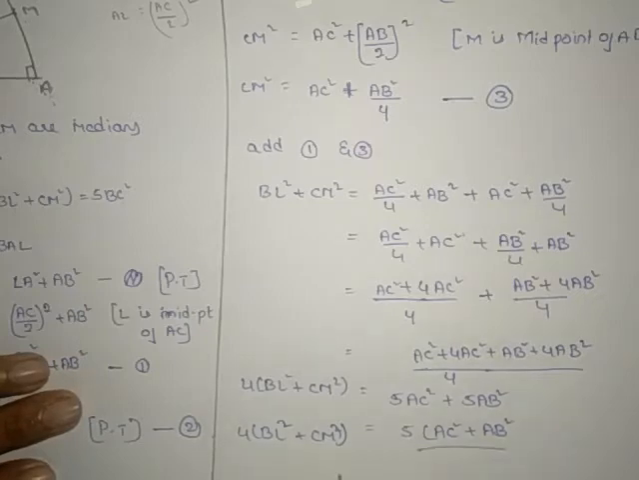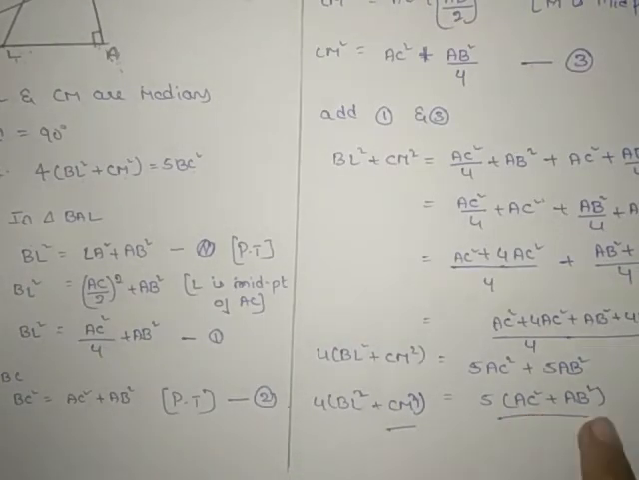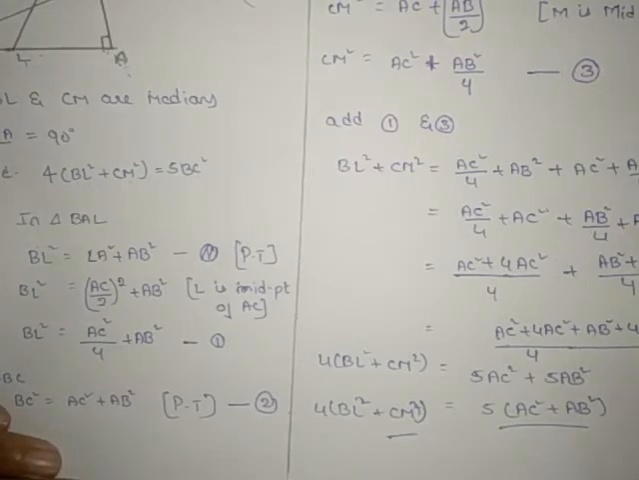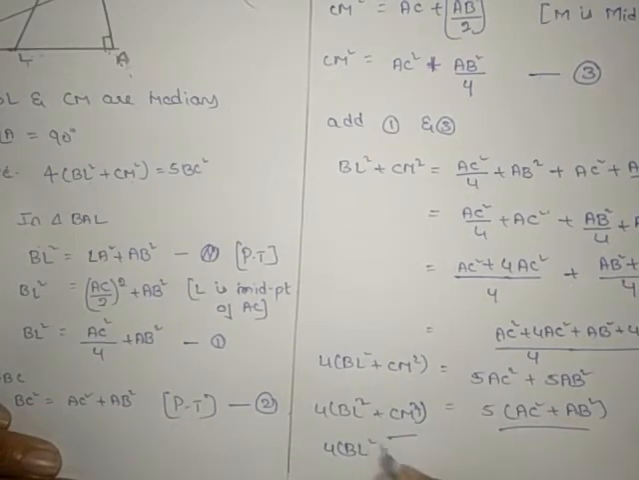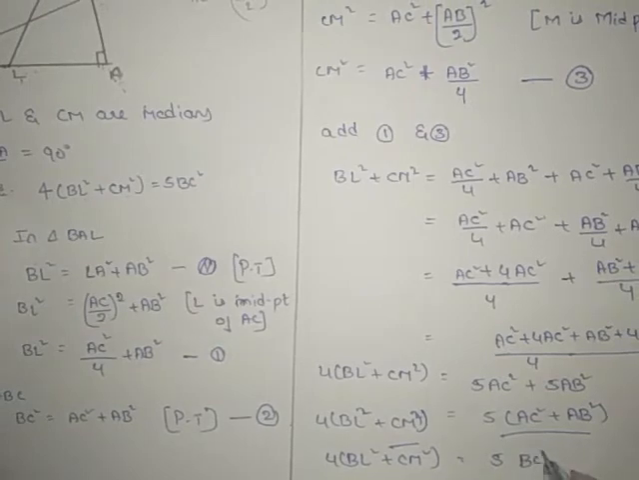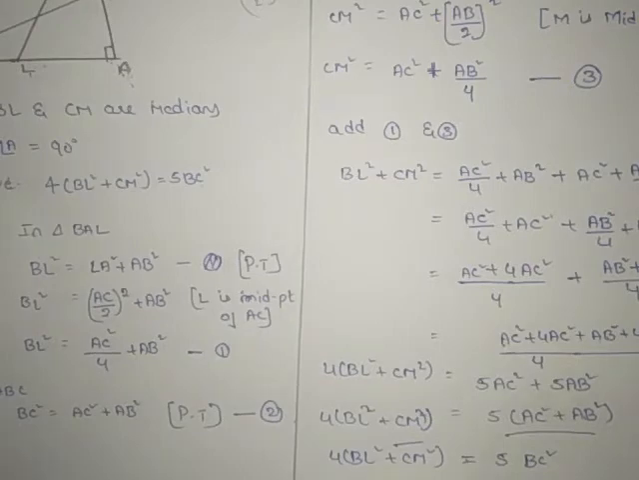This was the required solution for us. Or one more step, we can say that AC square plus AB square means here we got it as BC square, right? So we'll replace this. We'll write from 1, 4 times BL square plus CM square is equals to 5 times, this means what here, BC square. BC square. Hence we proved, right? Okay, this completes the 13th problem. Next we'll move to the 14th example.